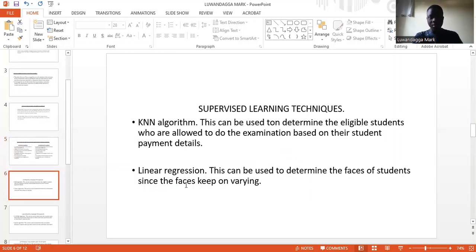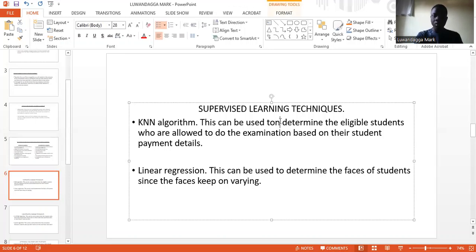Supervised learning techniques I would use to solve my AI problem would be the KNN algorithm. This is because it can be used to determine the eligible students who are allowed to do the examination based on their student payment details. Of course, with the KNN algorithm, you feed in the data, then it can determine who paid, who didn't pay, who is just.